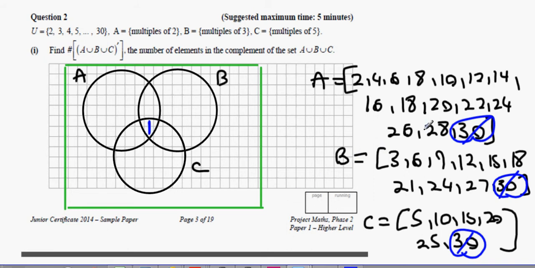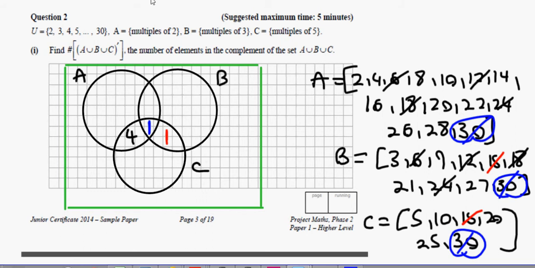Now, let's see what B has in common with C. 15 is the only one the two of them have in common, which is also one number. Let's see what A has in common with B. That's going to be 6, 12, 18, and 24 as well. So that's 1, 2, 3, 4. There are 4 of them in common there, 4 of them that aren't the number 30.